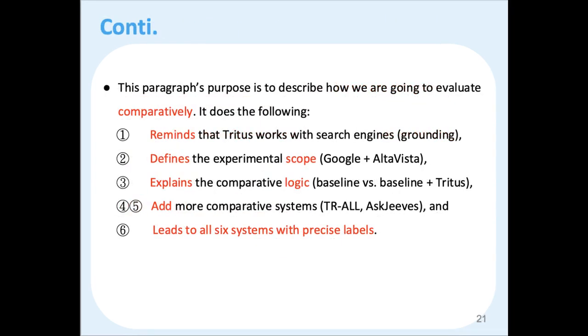The entire paragraph in Section 4.2 is built on 6 logical steps. Step 1 starts by reminding that Tritus works with search engines. Step 2 defines the experimental scope, which is Google plus AltaVista. Step 3 explains the key comparative logic, which is baseline versus baseline plus Tritus. Steps 4 and 5 ensure breadth by adding more comparative systems, specifically TRL and Ask Jeeves. Finally, Step 6 leads to all 6 systems with precise labels.